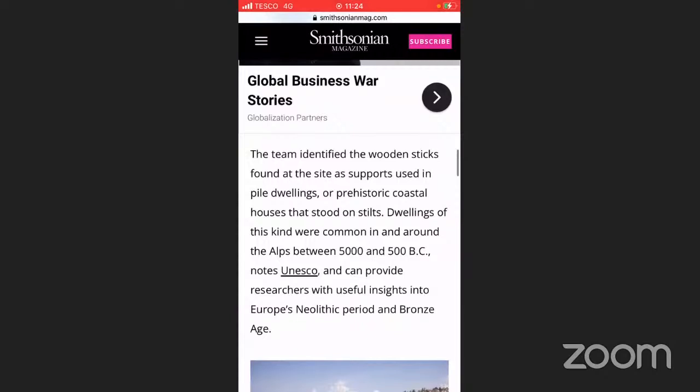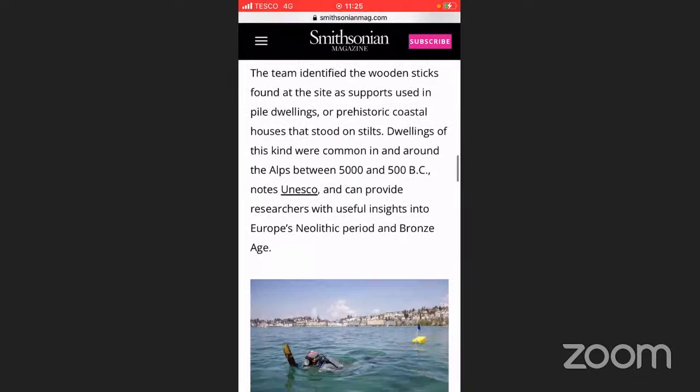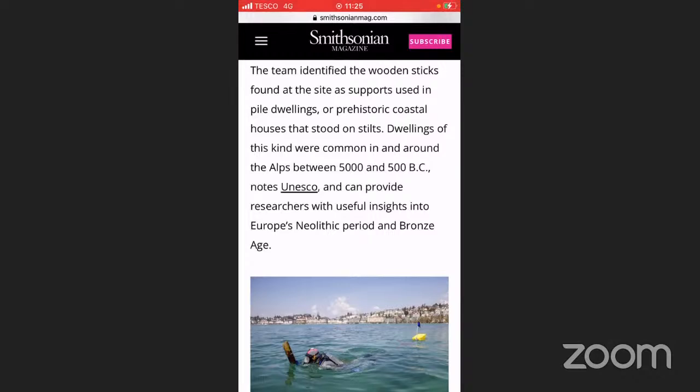The team identified the wooden sticks. Wooden sticks, bloody hell. Wooden posts, poles. Let's just give it some decorum there. Found that the site has supports used in pile dwellings. I'm not going to put houses on sticks, are you? Or prehistoric coastal houses that stood on stilts. I think that's amazing. You use the word prehistoric coastal houses, it makes you think of the South Wales coastline, but no, it's coastal houses in regards to a lake. Love it. Dwellings of this kind were common in and around the Alps between 7,000 and 2,500 years ago. Gives us a new insight.